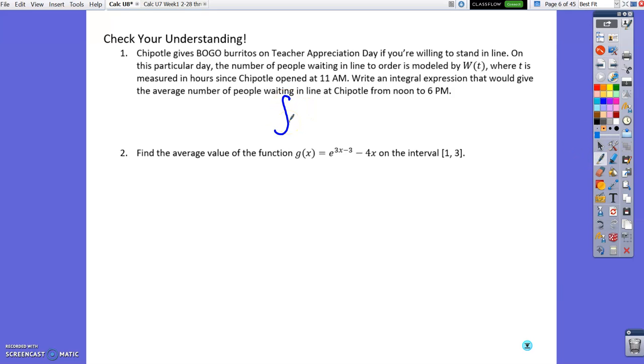So this here is just to see if you recognize what's happening. They opened at 11. From noon to 6 is from 1, because that's an hour after they opened, to 7 hours after they opened, of W of t dt. So that's the integral part. And then we're going to multiply by 1 over 7 minus 1. And that's equal to the average number of people.